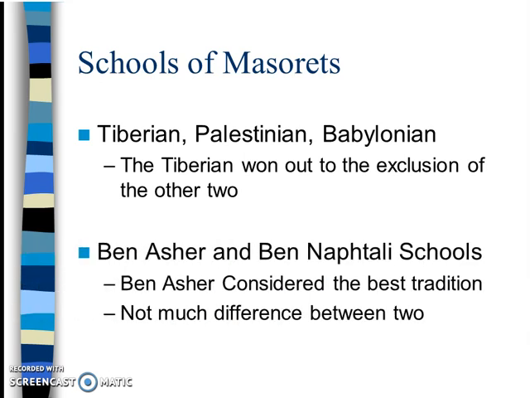In the Tiberian school, there were two subgroups. There was the Ben Asher tradition, and there was the Ben Naphtali tradition or school. And in Jewish circles, the Ben Asher tradition was considered the best tradition. Now, from our perspective, there's not 2 cents worth of difference between Ben Asher and Ben Naphtali readings, but at least in Jewish tradition, the Ben Asher school was considered the better.